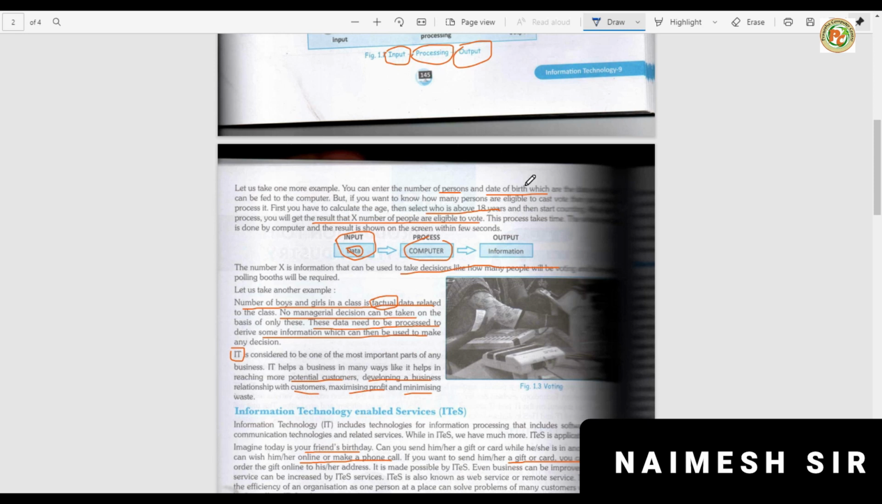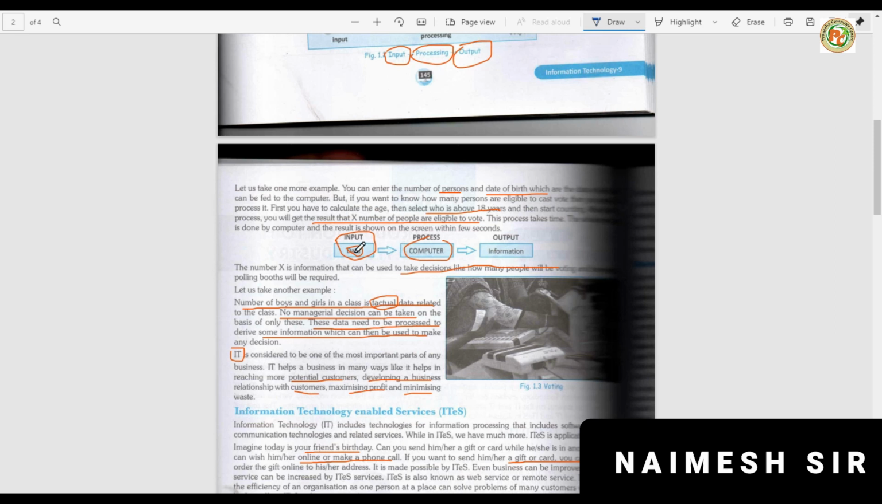And then we'll take the difference between the two years, then we can get the number of years, and based on that, if he or she is more than 18 years, then he or she will be eligible. So what happens here: we have input the information like person name and birth date, then we have calculated that particular date. That is called processing, and after that we'll find out how many people are eligible for voting.